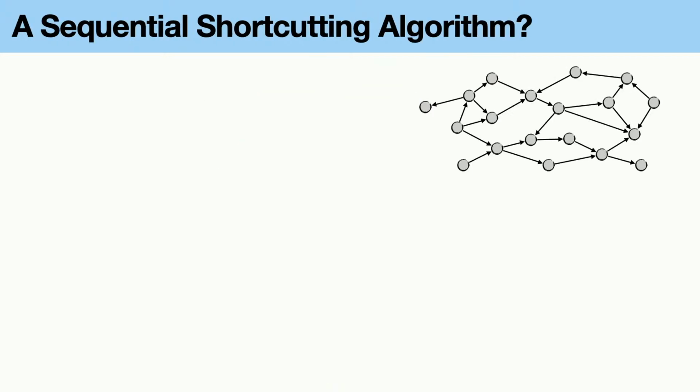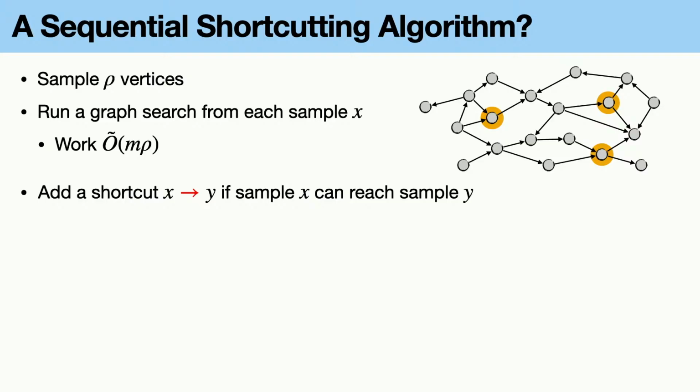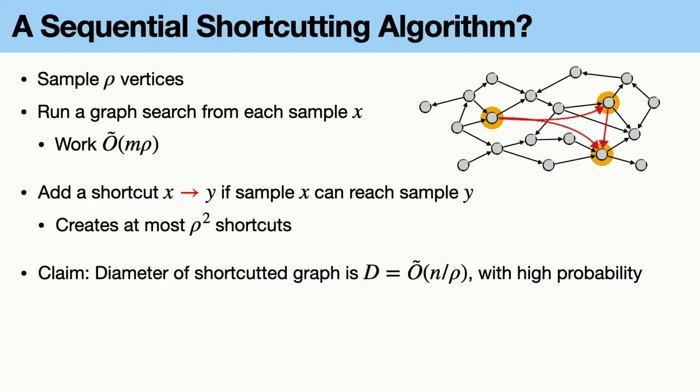Okay. So are there good sequential shortcutting algorithms? Well, let me give you the easy thing first. We're going to sample rho vertices, maybe those yellow ones over there. Run graph searches from each sample. So this is going to have a lot of work. We need to do graph search rho times. And then I'm going to add shortcuts between samples if they can reach each other. So I'll get extra edges that look something like that. This will create at most rho squared shortcuts, so that's good. And it's also not hard to see that the diameter will get smaller. It gets smaller by a factor of rho.